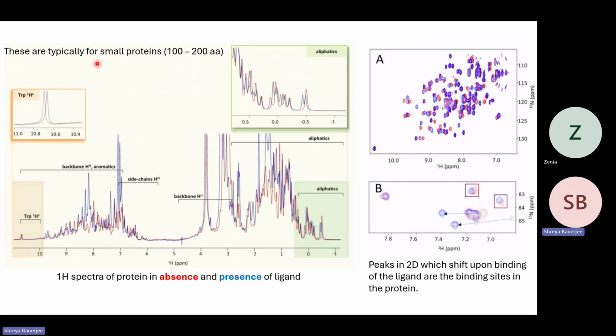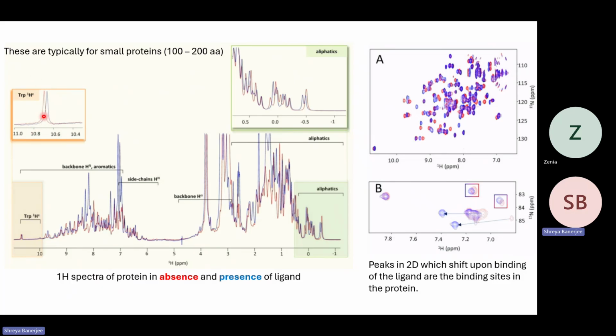Now, these are typically for small proteins, up to 100 to 200 amino acids. More than that, HSQC spectra might become more complicated. So if it's a small enough protein, you will be able to see the shift in 1D spectra also. You can see here a shift in one of the tryptophan protons is shown.